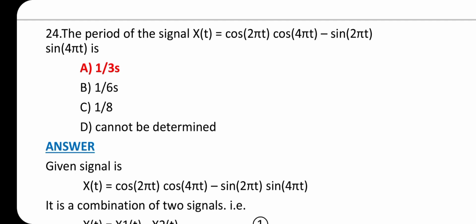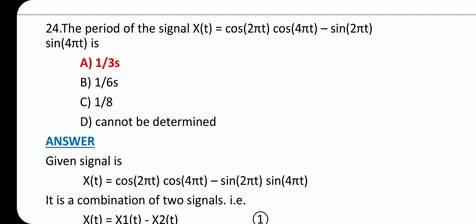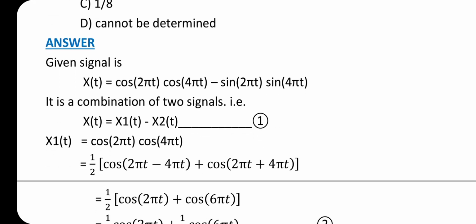Question number 24. The period of the signal x of t equals cos 2 pi t cos 4 pi t minus sin 2 pi t into sin 4 pi t is option A, 1 by 3 second. We know that the purpose of a periodic signal is to get the harmonics. That is, n omega naught represents the nth harmonic of omega naught.